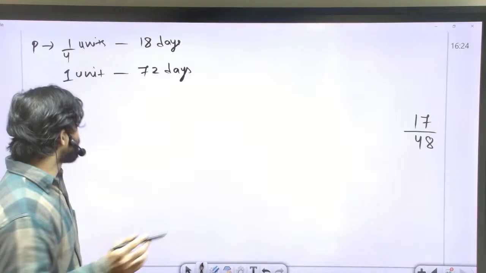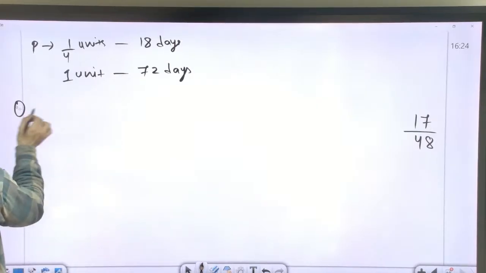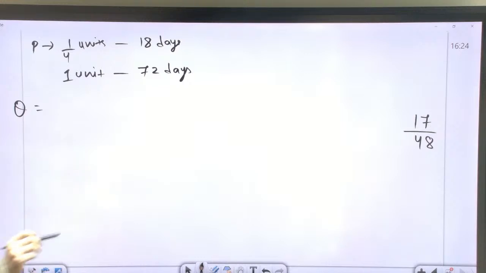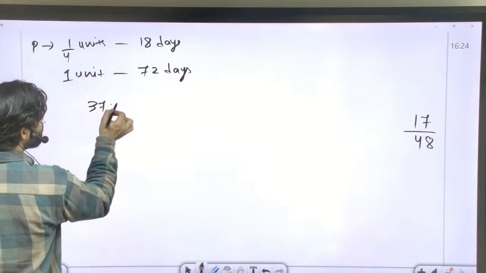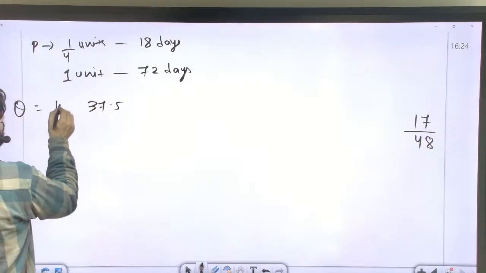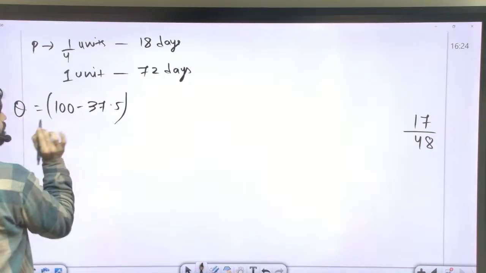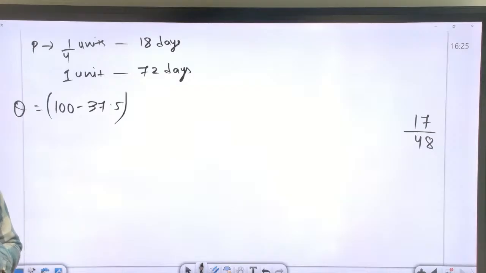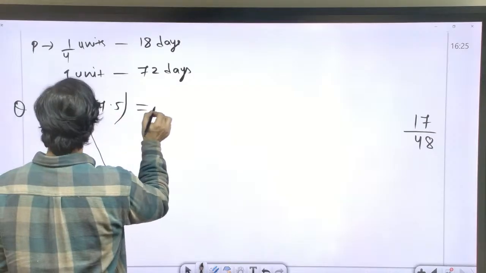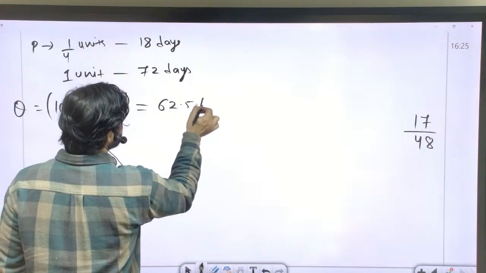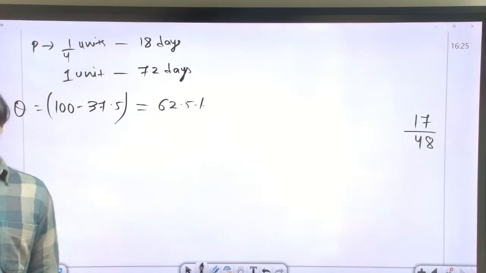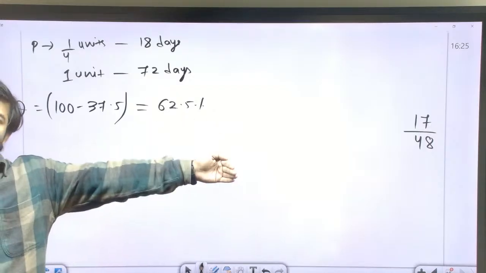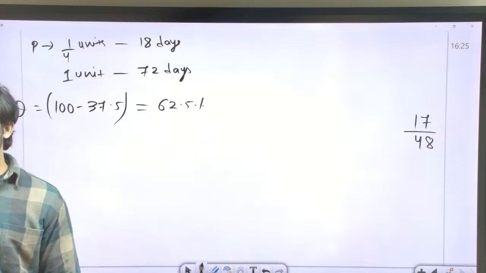Q. Okay, so let's find out the work done by Q first of all. Total work was 100%. Out of that, 37.5% was done by P. So what is remaining? 100 minus 37.5. And it was done by whom? Q. So Q has done 62.5%. Now I can say that 62.5% was done in 40 days. So we can find out the value of 100% for Q.